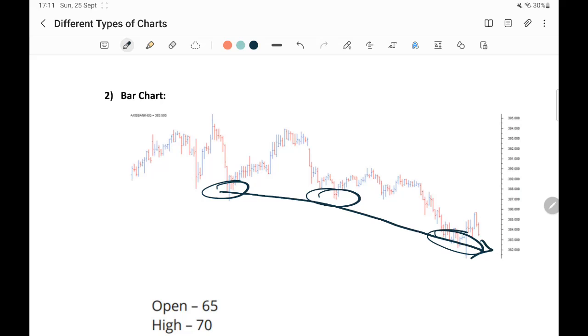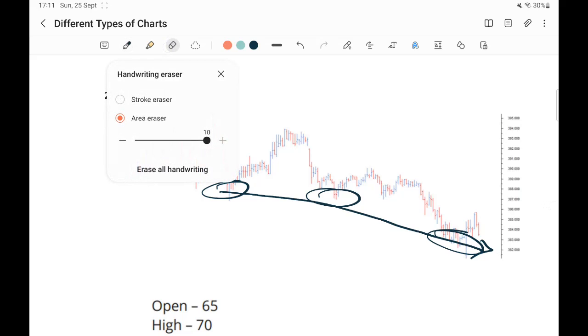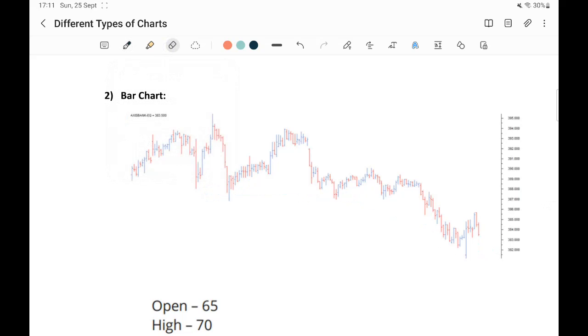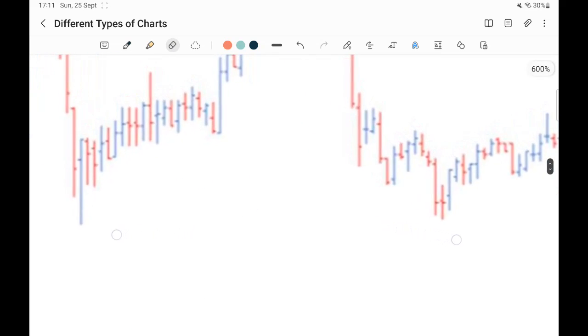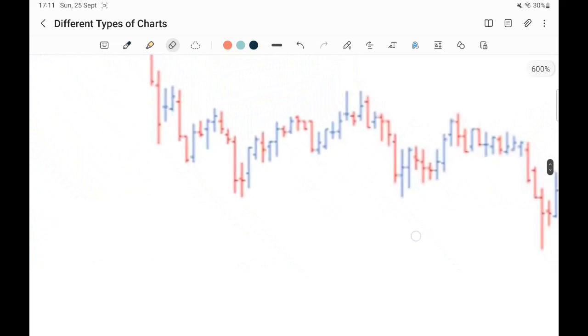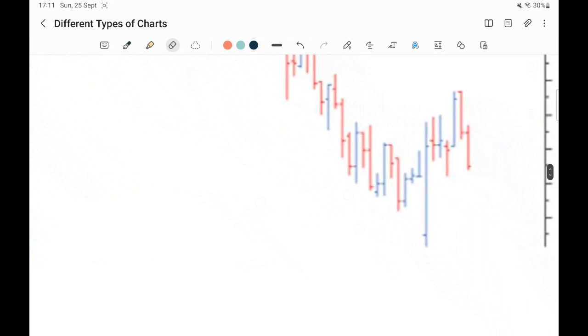But remember one thing. Just a minute, let me remove all the marks that are there. If I zoom in here, you can see the chart you are seeing is not only showing the closing price, it is showing different things. What different things is it showing? Let's understand what different things it is showing.